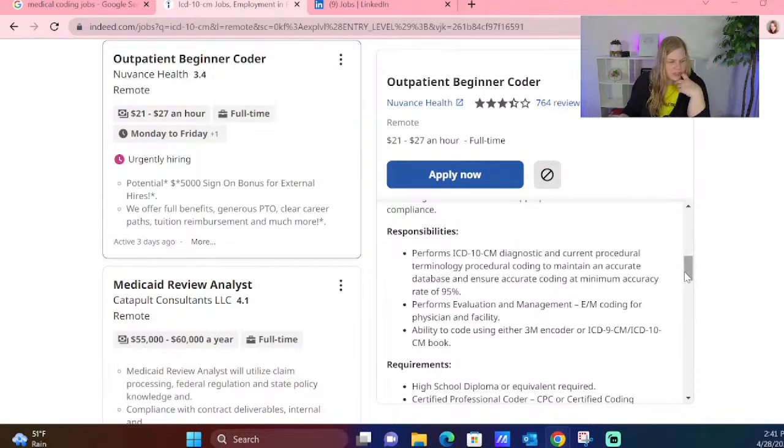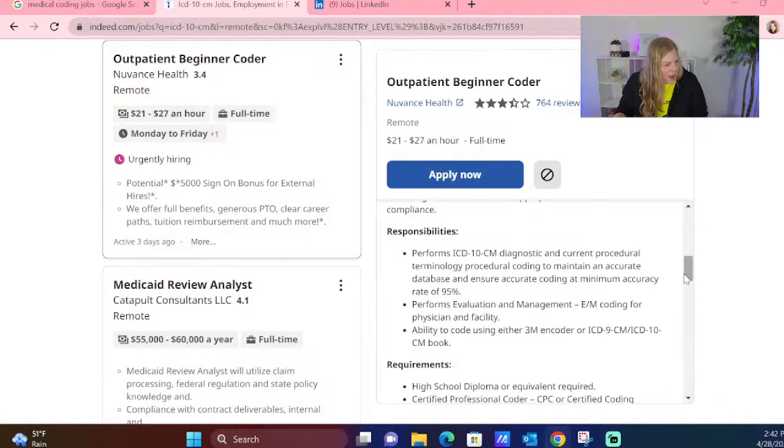Responsibilities: perform ICD-10-CM diagnostic and current procedural terminology, procedural coding. Who wrote this? Current procedural terminology, procedural coding. Yes, procedural coding would be procedural. Thank you. Coding to maintain an accurate database and ensure accurate coding. At a minimum, accuracy. Accurate coding and accurate coding at an accuracy rate.